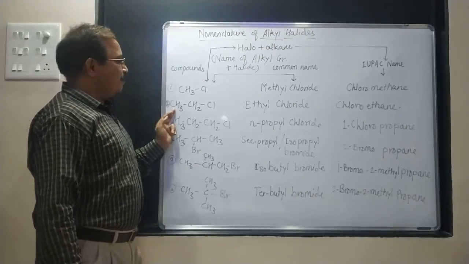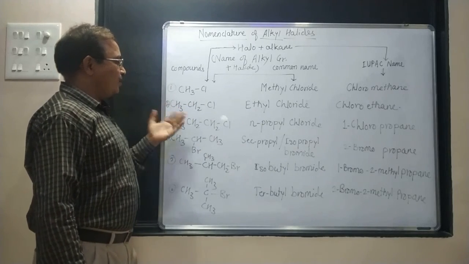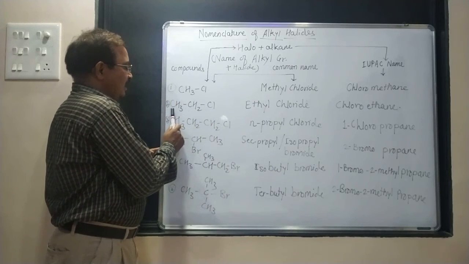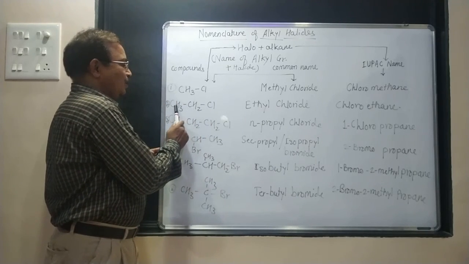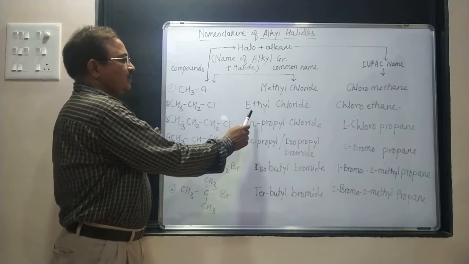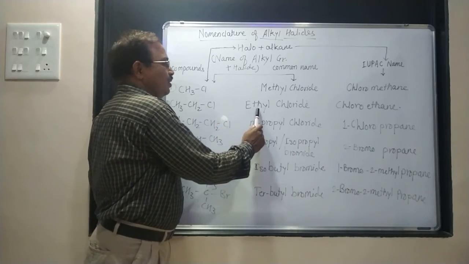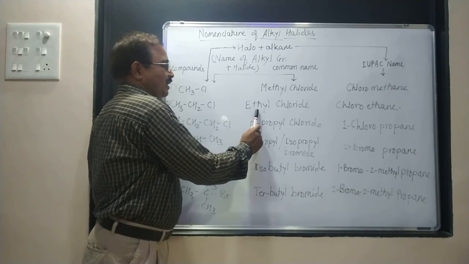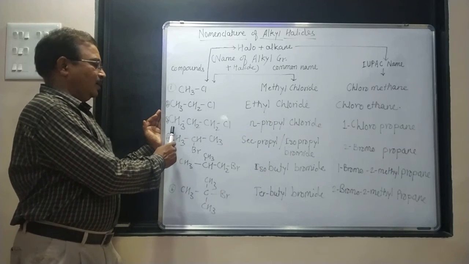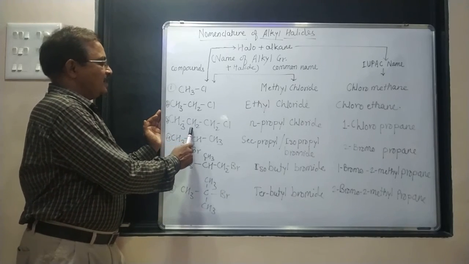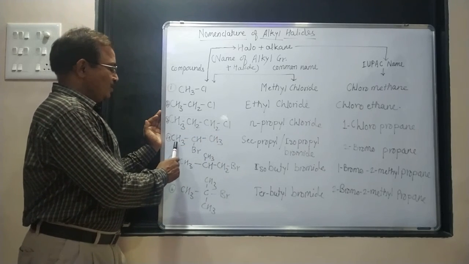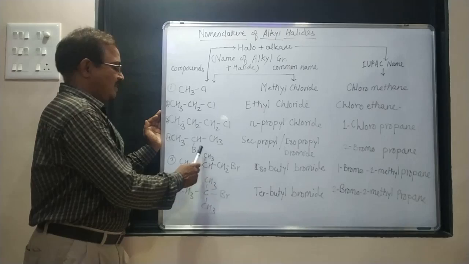Now the second compound's common name we will try to understand. Here the halogen is chlorine and the remaining alkyl group contains two carbon atoms. So the alkyl group is ethyl and the halogen is chloride. So the second compound's common name is ethyl chloride. Now third, CH3, CH2, CH2, Cl. Okay, and fourth also CH3, CH and CH3, Br.